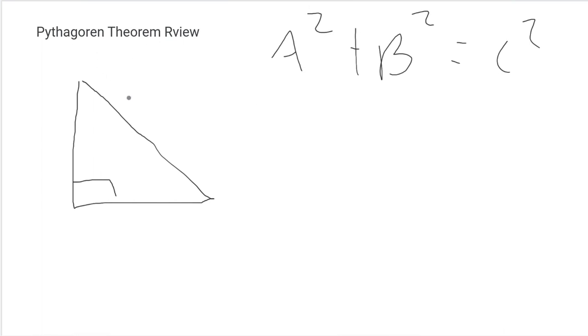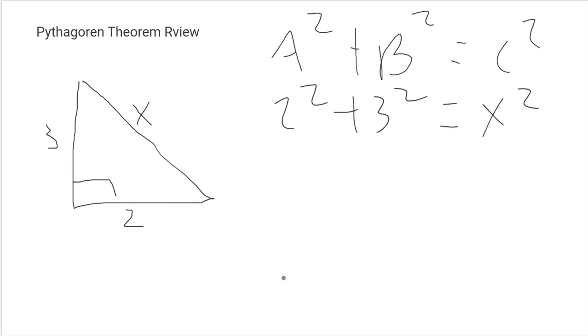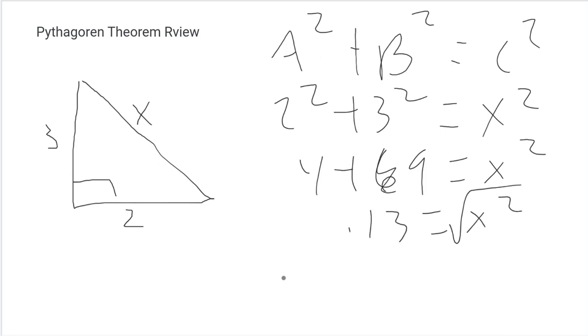So let's do a quick review. Let's say I have a right triangle, and I know that this is 2 distance away, and I know this is 3 distance away, and I want to know how far something is. That would be 2 squared plus 3 squared equals x squared. So then I get 4 plus 9 is equal to x squared. So then I get 13 is equal to x squared. So then I could square root both sides and find 3.6 is equal to x.